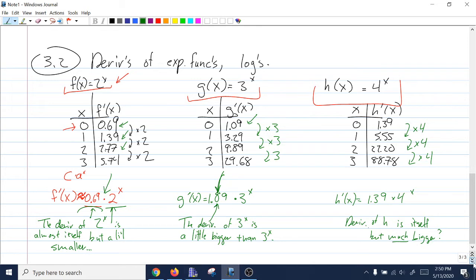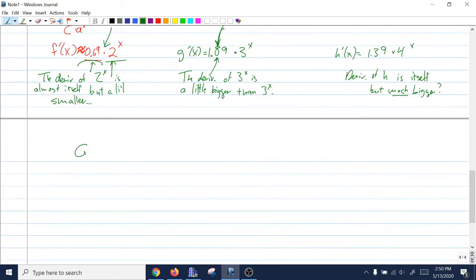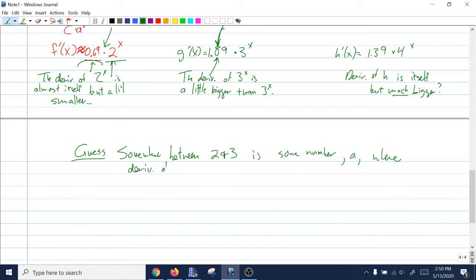It would be reasonable to guess that somewhere between 2 and 3 is some number, call it a, where the derivative of a to the x is a to the x itself. Exactly. What would that number be? You can try 2.5 and then try 2.7 and get closer and closer.